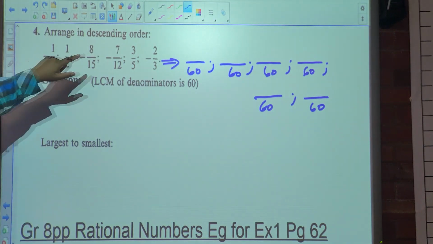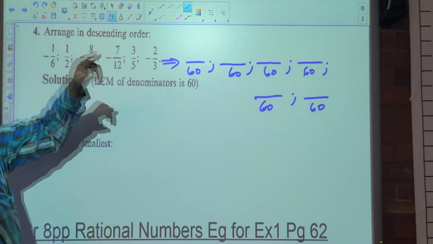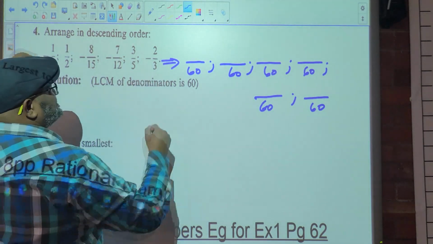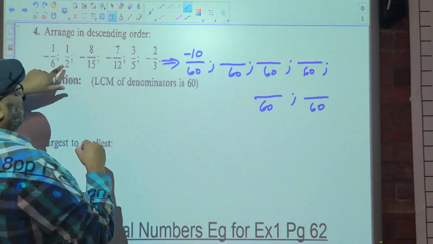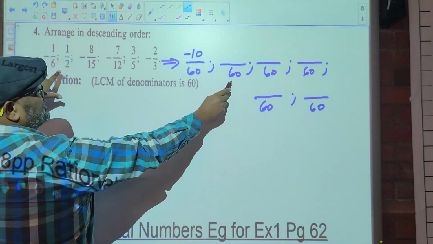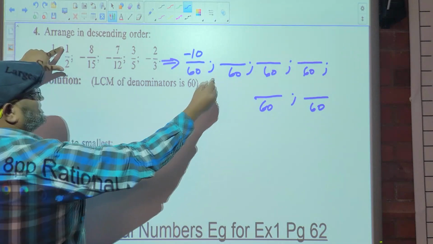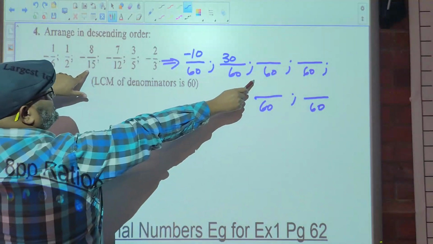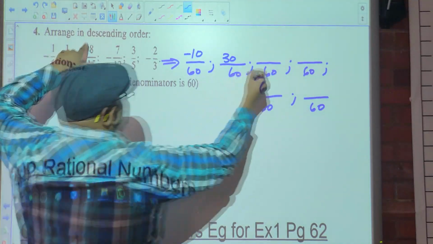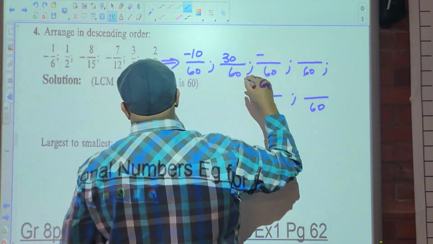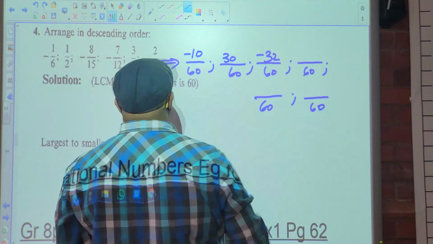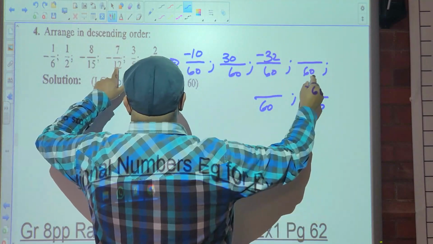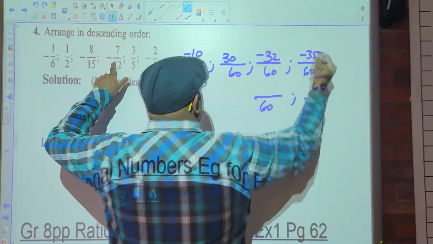Thank you. So 6 multiplied by what is 60? 10. So I multiply negative 1 by 10, I get negative 10. Then 2 times what is 60? 30. 1 times 30 is 30. 15 times what is 60? 4. So negative 8 times 4 is negative 32. Is that correct? 12 times what is 60? 5. So it's negative 35.